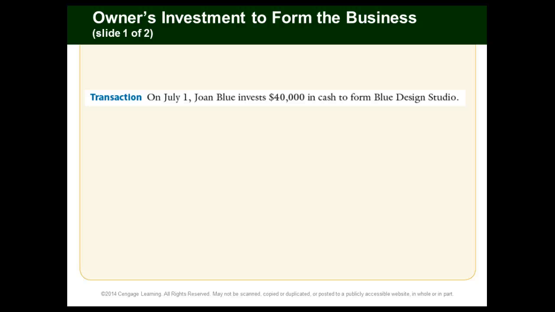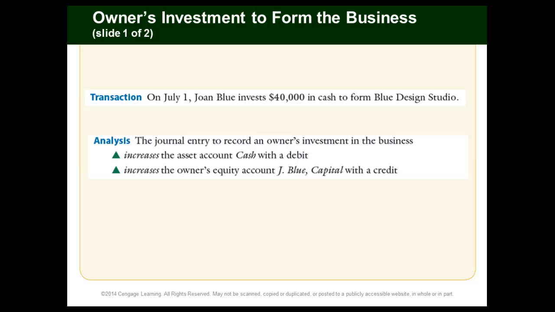So let's do an example. On July 1st, Joan Blue invests $40,000 in cash to form Blue Design Studio. So let's just think about it. Joan Blue invests $40,000 into her business. What do you think the accounts are here? The classification? Cash is increasing. Owner's capital is increasing. So the journal entry to record an owner's investment will increase cash with a debit, and increase owner's equity with a credit.